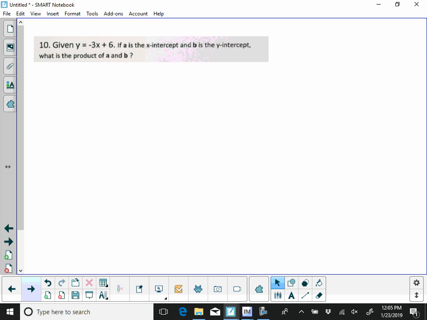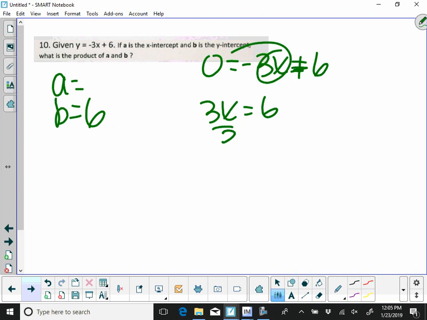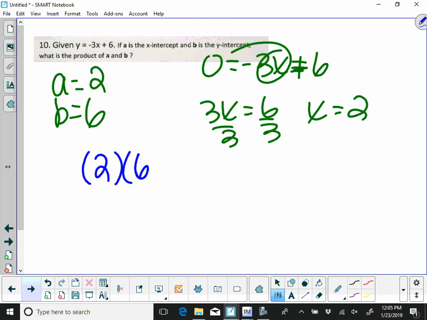Okay, same thing here. The y-intercept's easy, and that's our b. It's going to be 6. Our a, you plug in 0 for y. So x equals 2. So our a is 2, and this time they want product. Remember, product does mean to multiply, so it's going to be 2 times 6, which is 12.